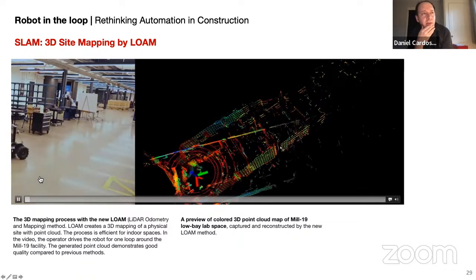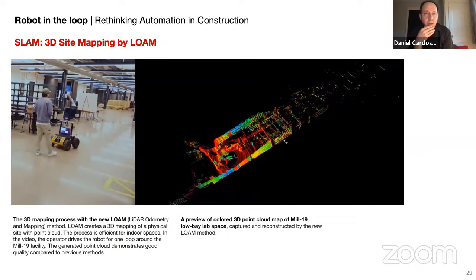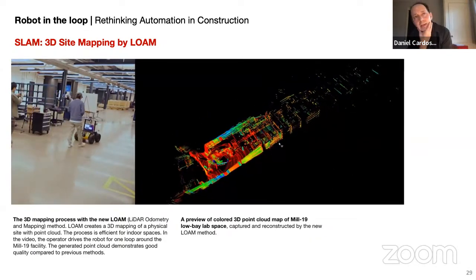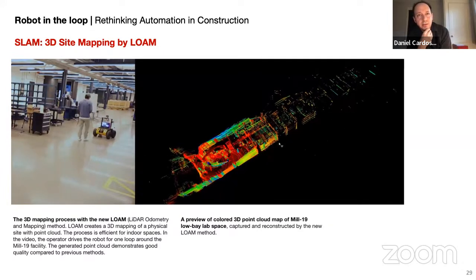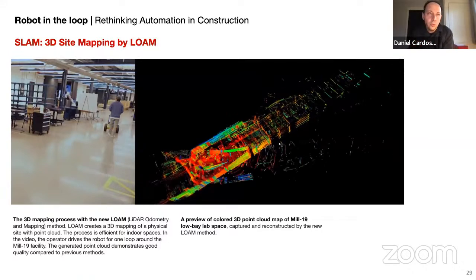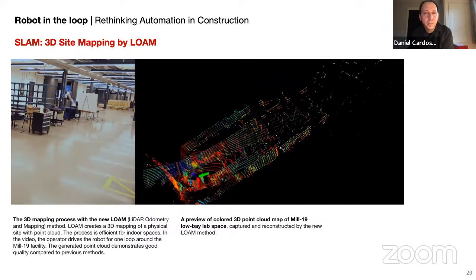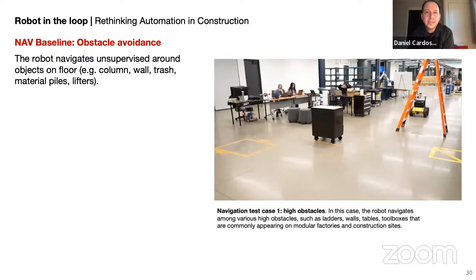On the left side, you see the robot moving around. It's being driven by one of the members of the team. And on the right, you see the LiDAR-generated point cloud of our lab at Mid-19 here at CMU. Here we see different tests of the robot already showing collision avoidance with tall obstacles.